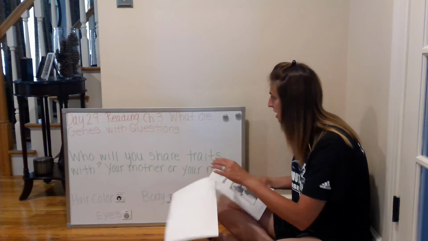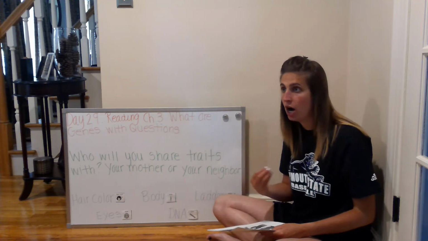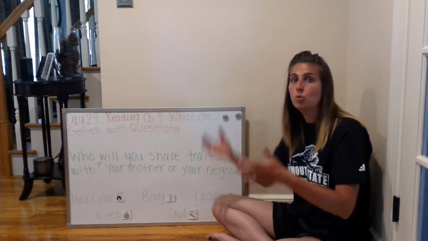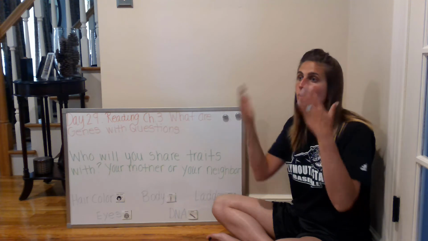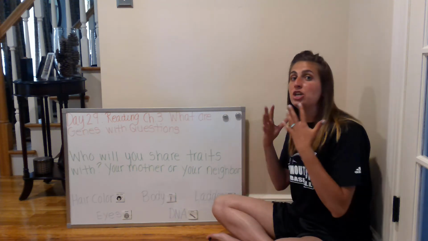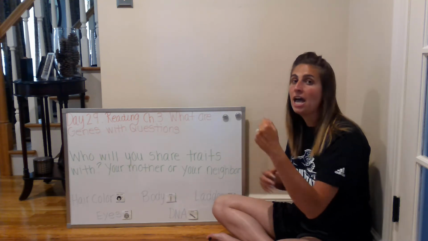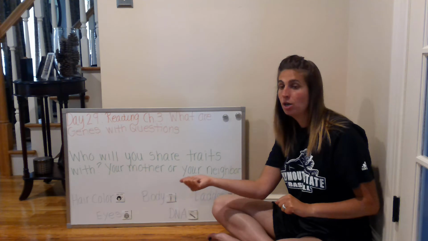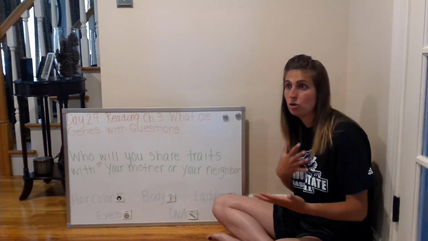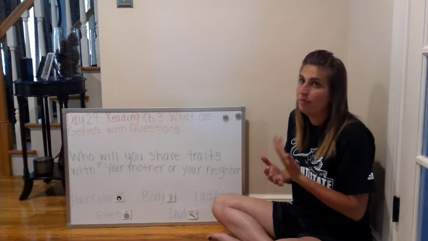Okay? So today in our chapter, what are genes? Genes are what makes you who you are. Genes have all of your different traits. It tells you what your hair color is going to be, what your eye color is going to be, what your height is going to be. And you get these genes from both of your parents. You get some genes from your mom, and you get some genes from your dad. You might even get more from one, depending on who you look like. So I look like my dad, so I got more of my dad's genes than I did of my mom's genes.